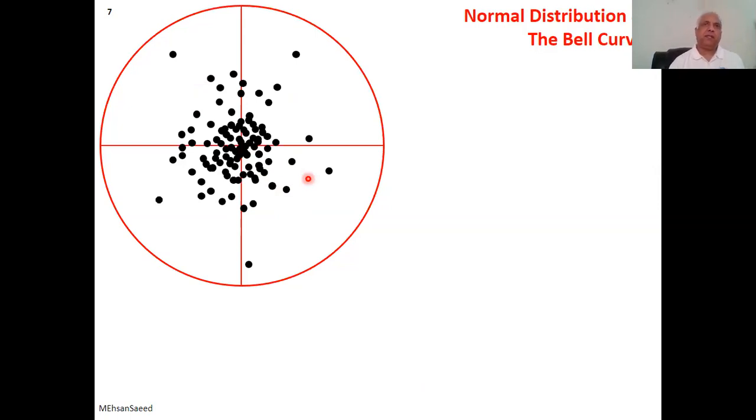And in fact, nowadays, if you go to shooting ranges, most of the shooting ranges have computerized targets. The moment you hit, your data is already automatically generated, and it gives you your standard deviation.